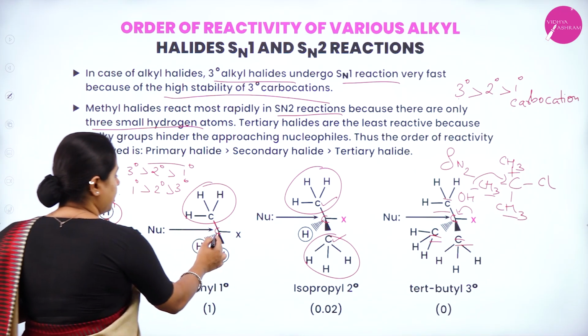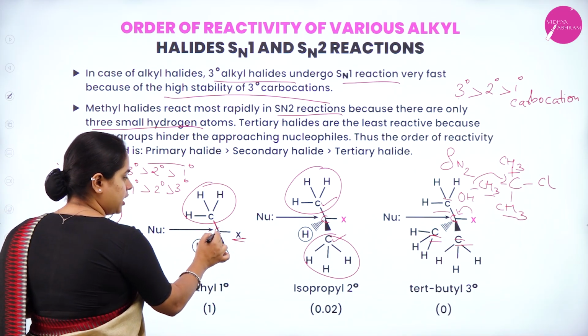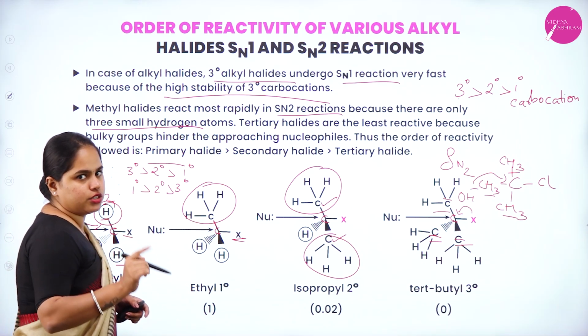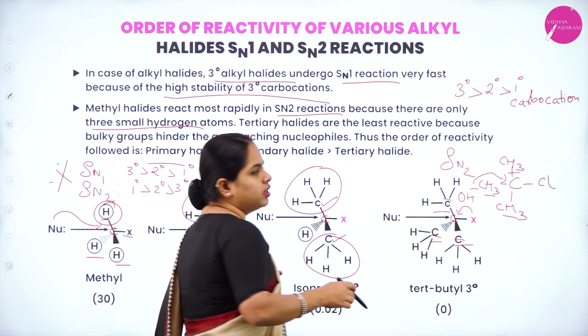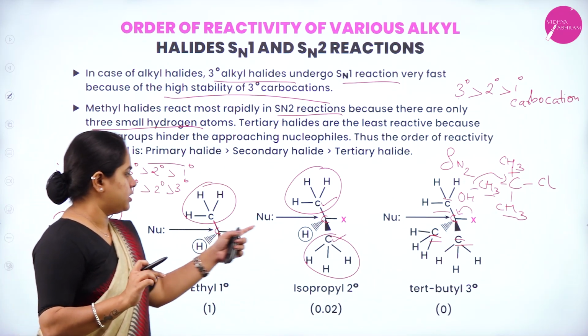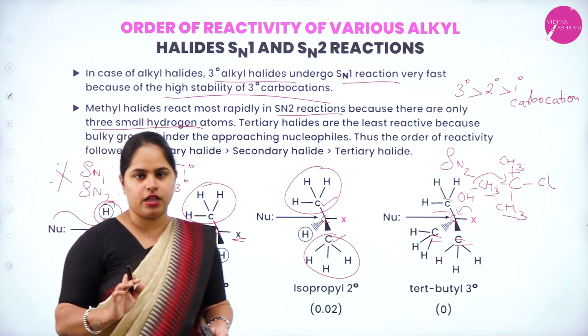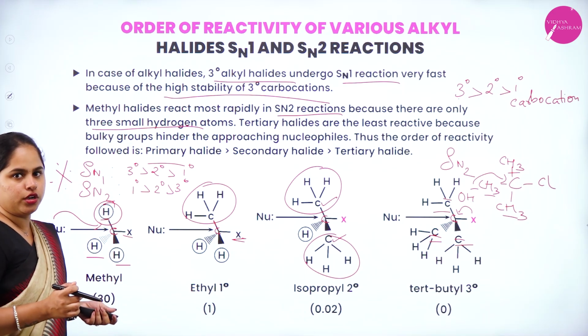Based on that, we can say primary, secondary, tertiary. So, this is the carbon atom which is attached to the halogen, right? This carbon atom is attached to only 1, so it is primary. This is attached to 2, so it is secondary. This is attached to 3, so it is tertiary. So, this is primary, secondary, tertiary, and this will be the order. This order is very, very important to remember.